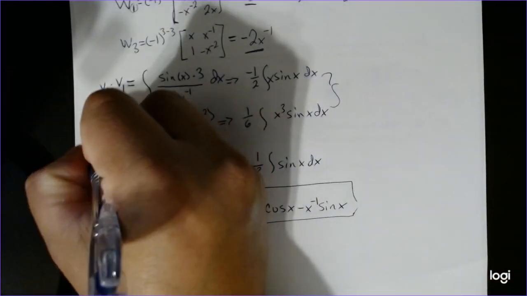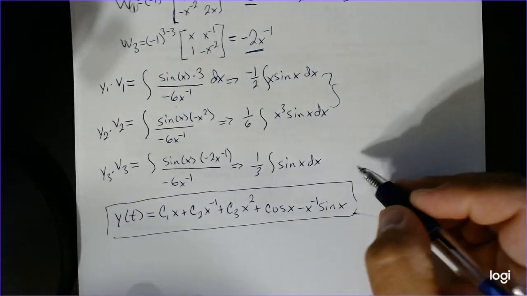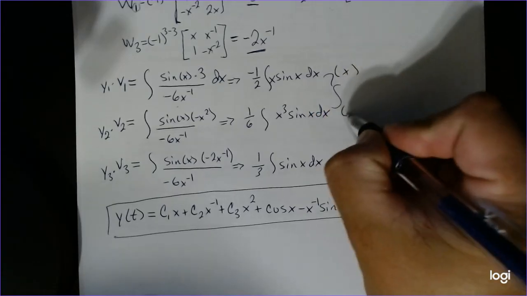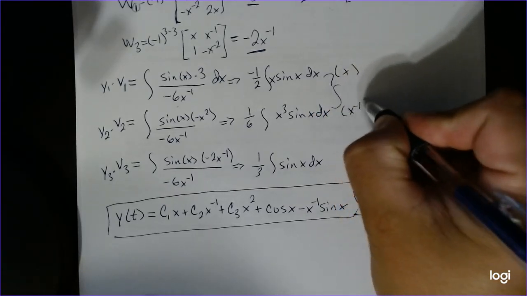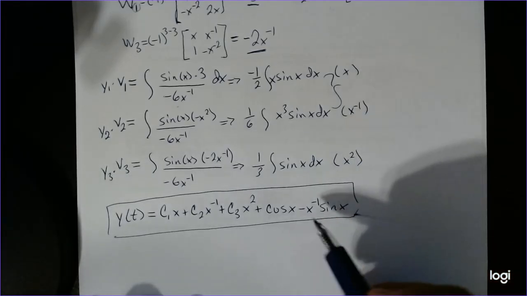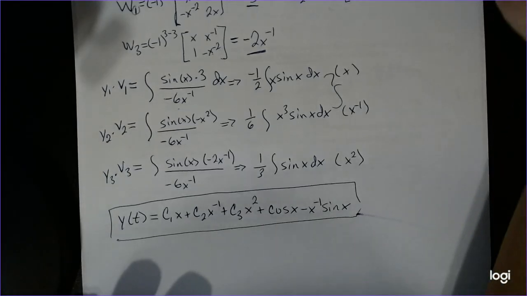Right, so this is times y1, times y2, and times y3. So after you do these integrals, this will be multiplied by x, this will be multiplied by x to the negative 1, and this will be multiplied by x squared. And eventually, kind of nicely, it simplifies to that. Lots of algebra. So let's try another example.